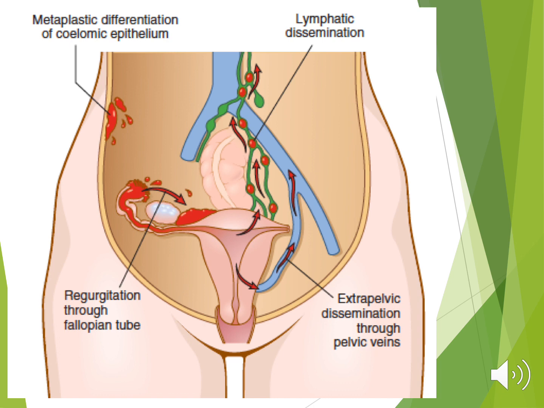The metaplastic theory implies that the coelomic epithelium of the pelvis and abdominal cavity will undergo metaplastic differentiation towards endometrial glands and stroma. And the last theory, the lymphatic dissemination, indicates that endometrial glands go through the blood vessels and lymphatics to other sites of the body.